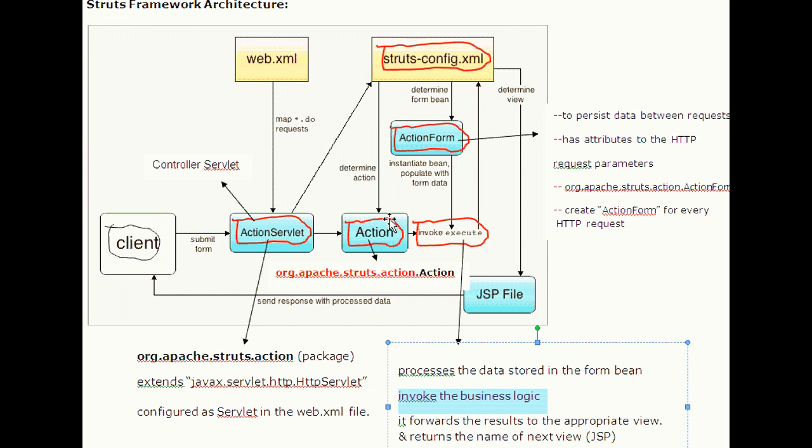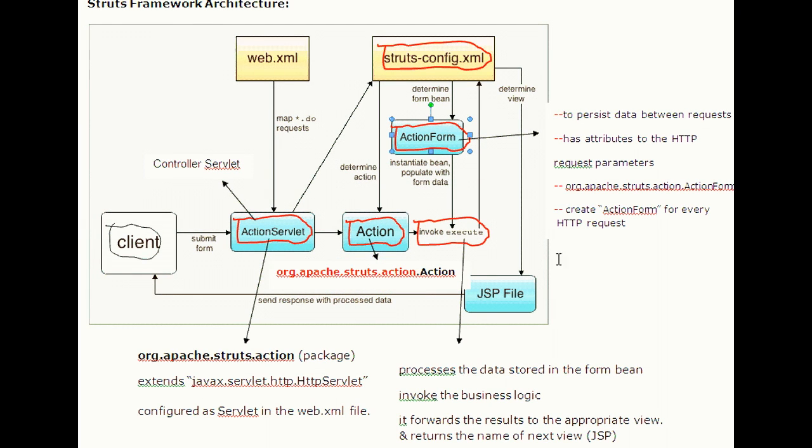Once the action object processes the data stored in the action form bean, it forwards a client's request to an appropriate view. If you want, you can create your own action class. Your own action class must be a subclass of this predefined action class. And third one is action form.